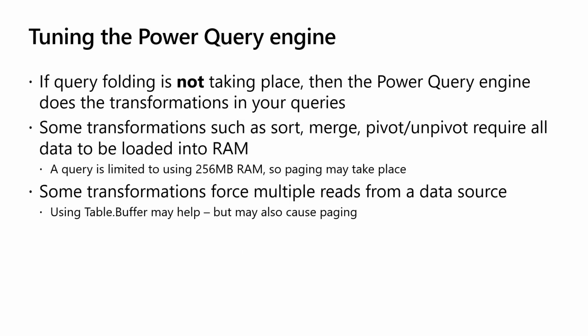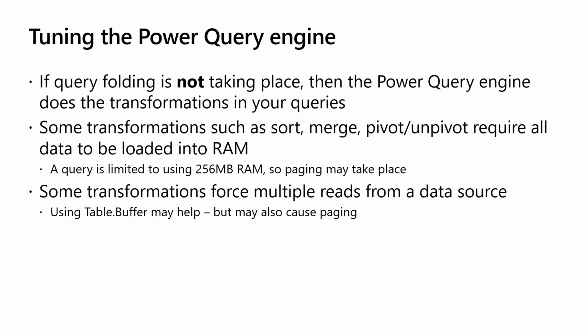Of course, if query folding is not taking place and you're doing lots of complex calculations, the Power Query engine is doing all of these transformations for you, and that can be quite slow sometimes. There are some things that you can do to improve performance of the Power Query engine. Again, writing your M code in different ways can make a big difference to performance, but that's a massively complicated topic. It might well come down to the performance of your desktop machine and the amount of RAM you've got available before you actually see a difference in performance.